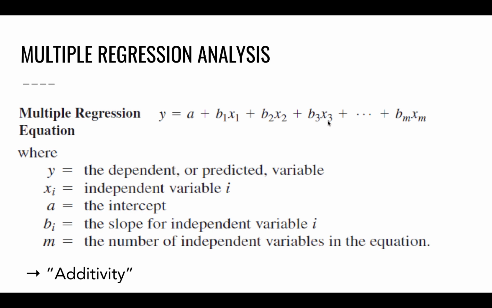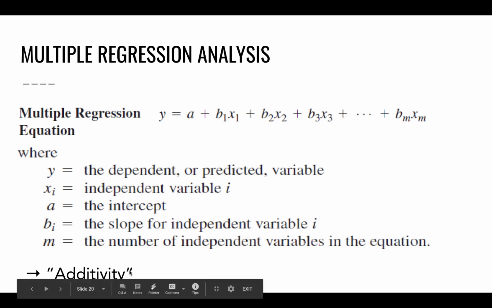So each of them have their own slope. Why is that the case? That's because each of them has its own strength. So not each of these independent variables has an equally strong influence on your dependent variable. Some influence the dependent variable more than others. So the slope is going to differ for each of these predictors. This process of adding multiple predictors to your regression equation is called additivity.